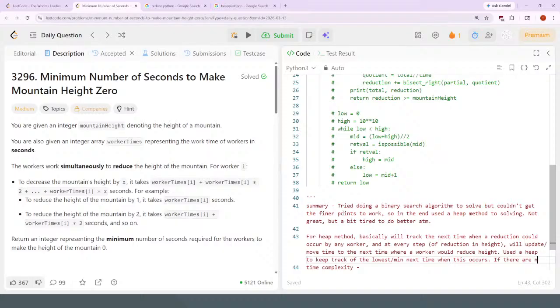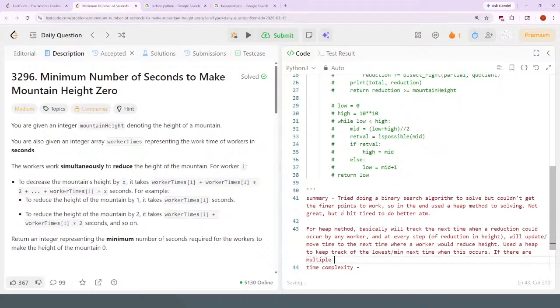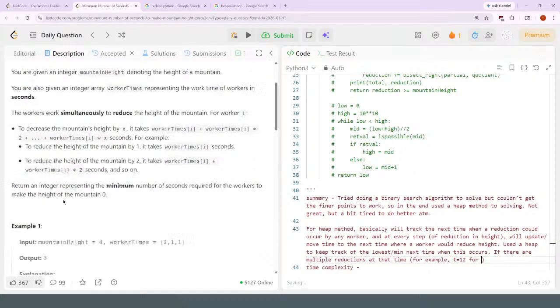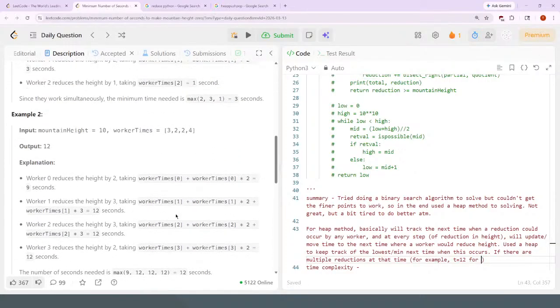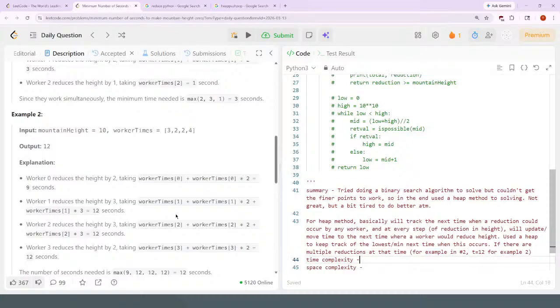If there are multiple reductions at that time, for example, t equals 12 for example 2. For example, in number 2, t equals 12 has three reductions by workers 1, 2, and 3. Index 1, 2, and 3, whose times are 2, 2, 4.